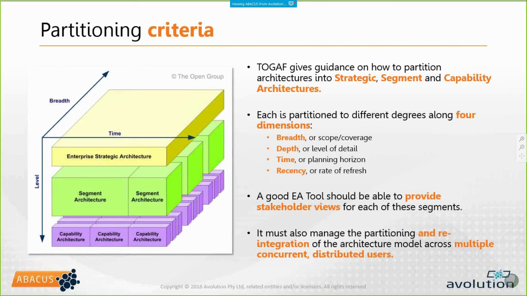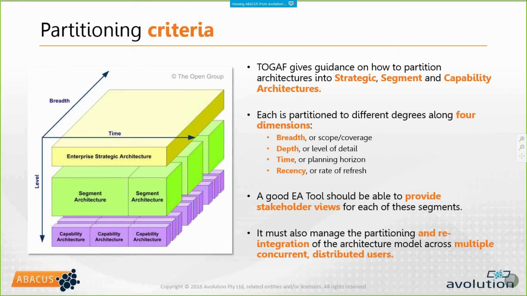And then we have the segment level, which is when we might be looking at an individual line of business or an individual capability or an individual geography, for example, a different region. So we're then looking at a kind of mid-level segmentation or partitioning. And then we get right down to the granular, to the capability architectures. This is where we might be looking at an individual business or technical capability. We've actually got a specific focus on a specific bit of functionality. So that's the first kind of dimension.